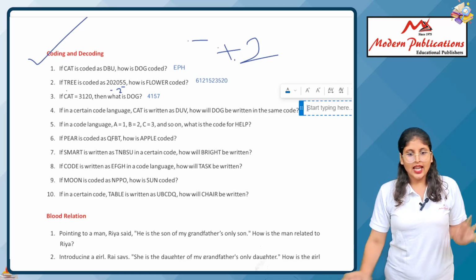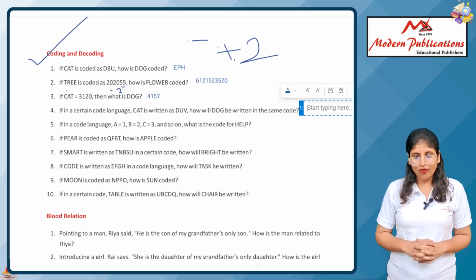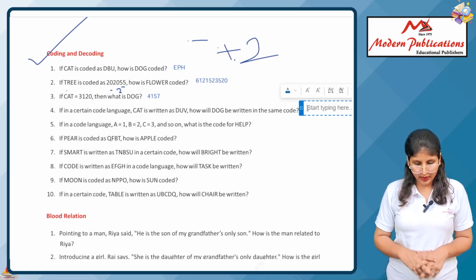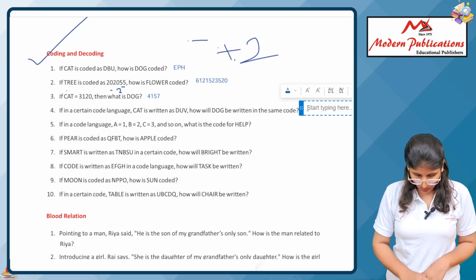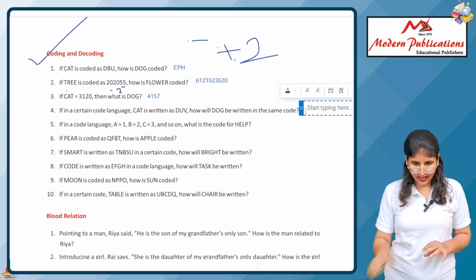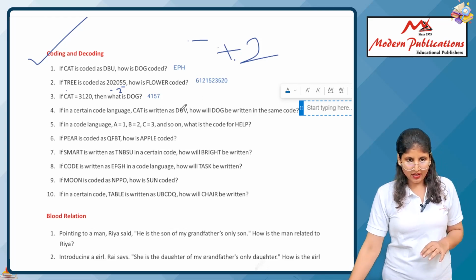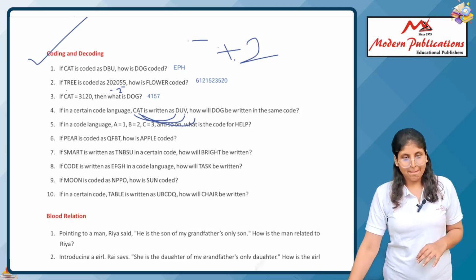Next one is, in a certain code, CAT is written as DUV. DUV. How will DOG be written? Let's see how many of you can give the answer. Okay. It's plus 1, plus 20, plus 2. It is written like that. Plus 1, here in the first C, we can see plus 1 is there. Then plus 20 and then plus 2. Like this we have to follow in DOG also.